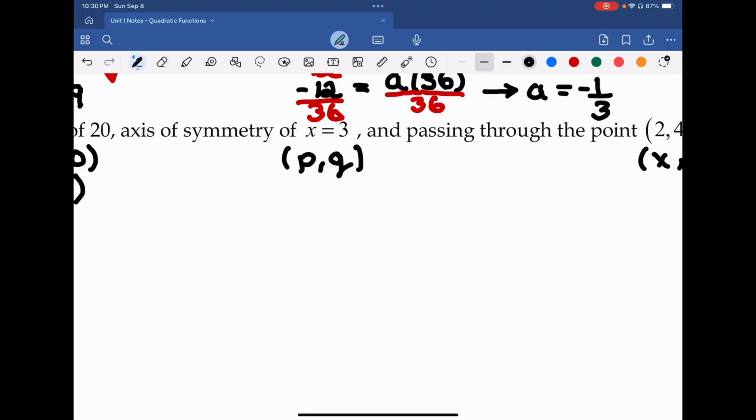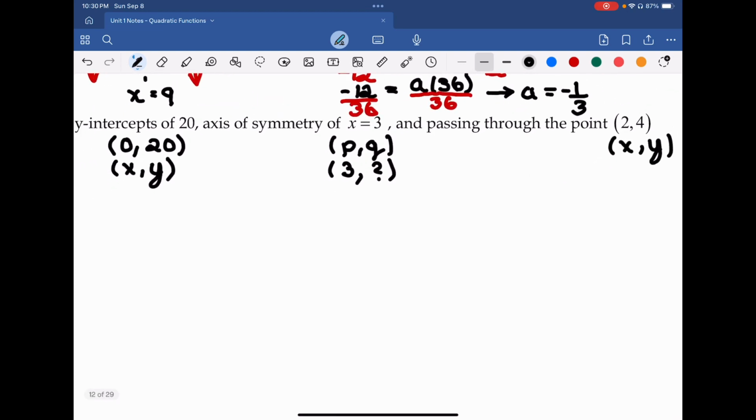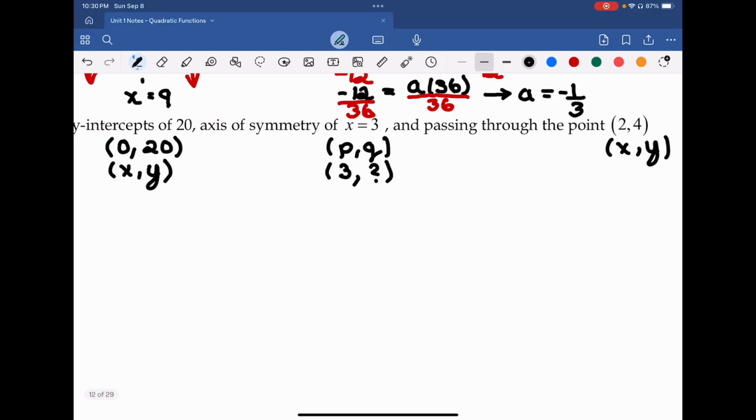Remember that the axis of symmetry gives us the p value, so technically we have 3, we just don't have the q value. So we're going to need to figure out what that q value is before we actually begin this. Now this might involve a couple of steps, but we're going to tie these together in the following way.